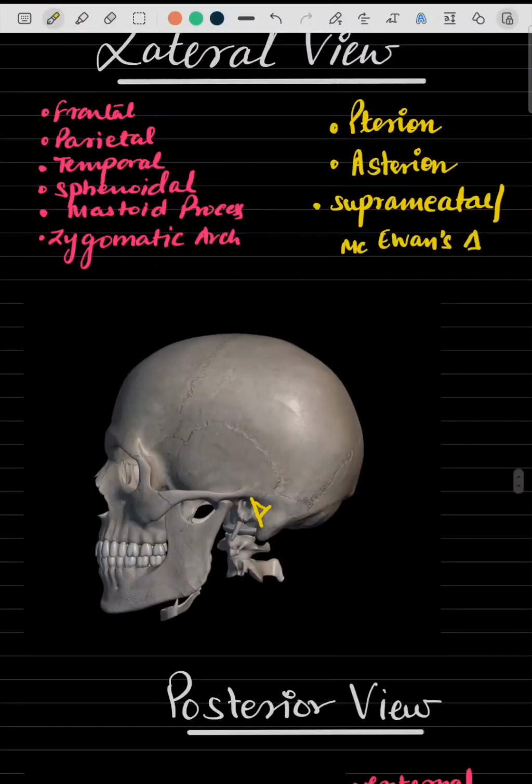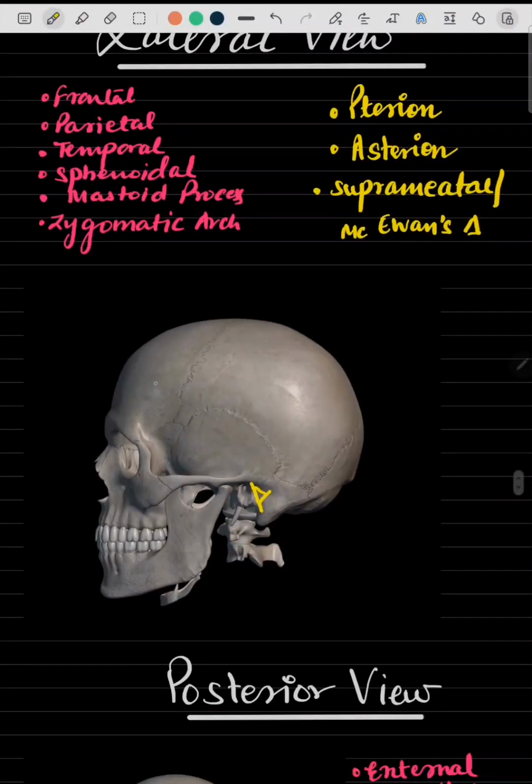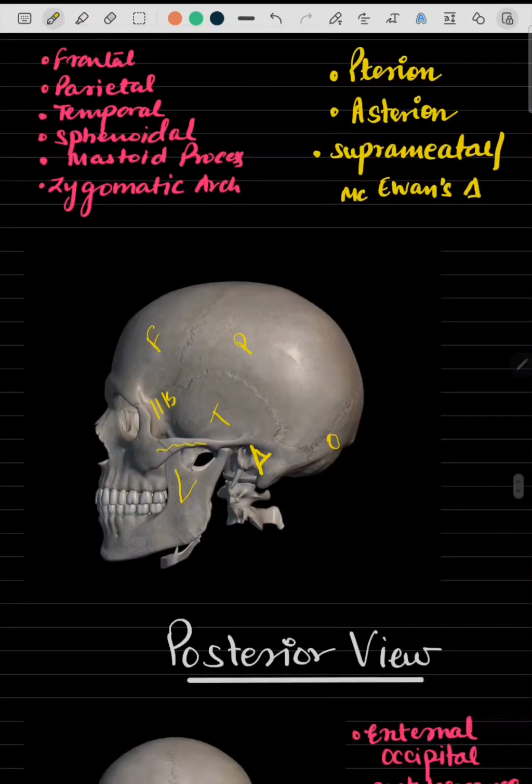Coming to the lateral view, in the lateral view, again you can see this is the frontal bone, this is the parietal bone, this is the temporal bone, this here is your sphenoid bone, this is the zygomatic arch, the mandible, the occipital bone. So these are the things which you know very well by now.